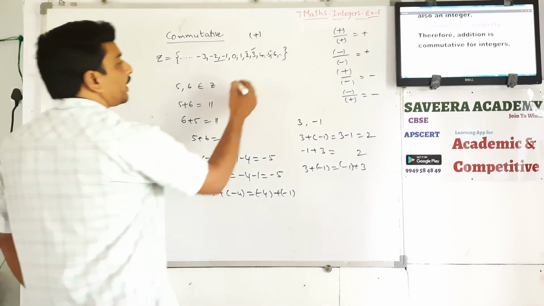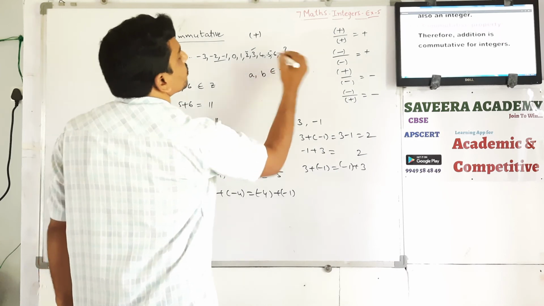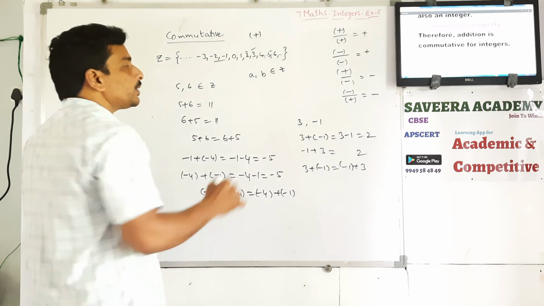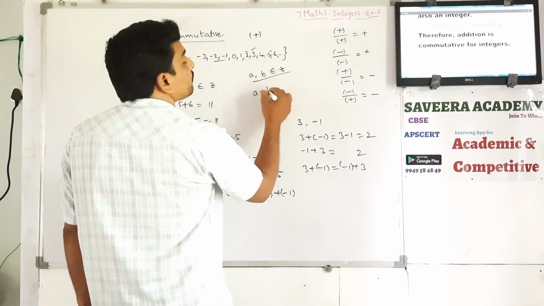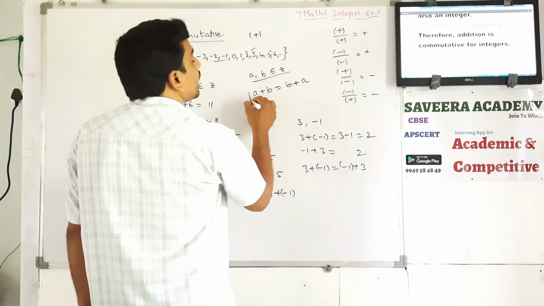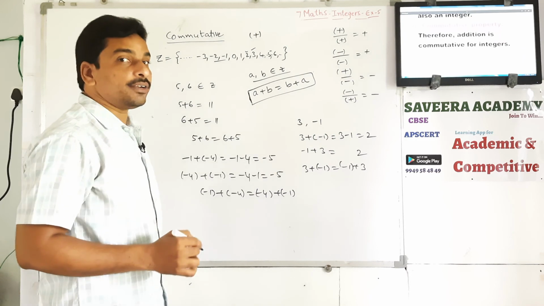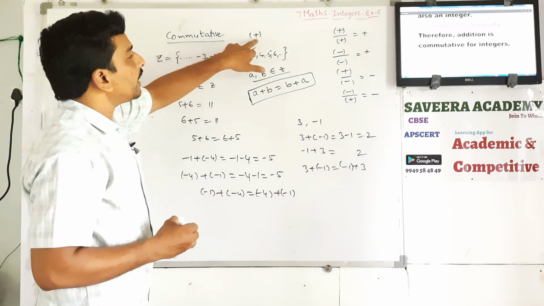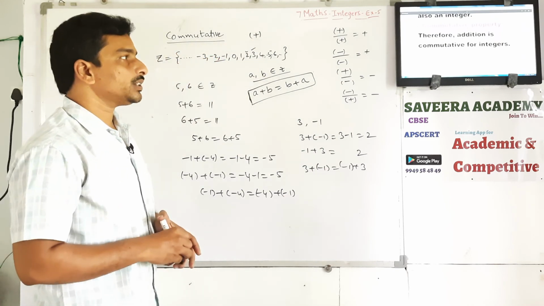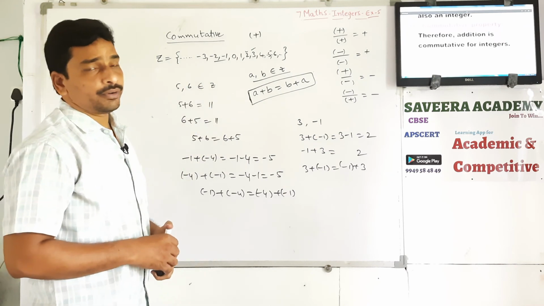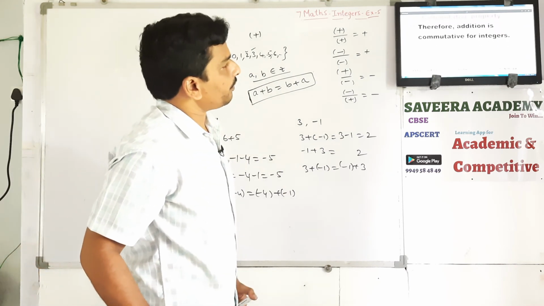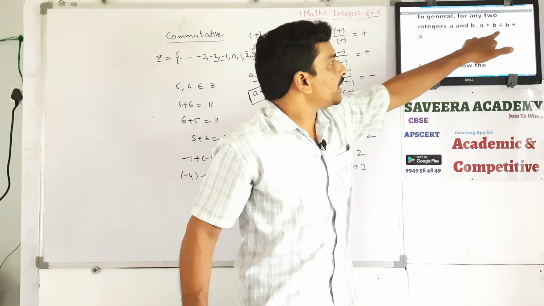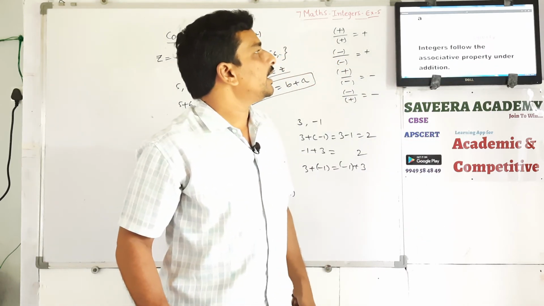In general, how do we write it? Suppose A comma B belongs to Z. A and B are two elements in the set of integers. If A plus B is equal to B plus A, then we say that the set Z follows commutative property under addition. What is the operation we have taken? That is also important. That is the commutative property. In general, for any two integers A and B, A plus B is equal to B plus A.